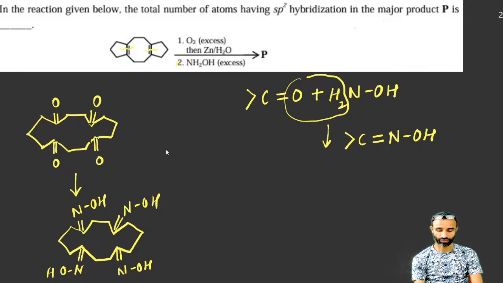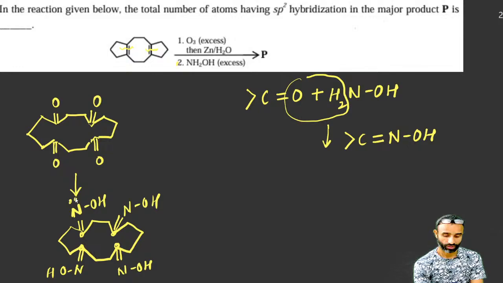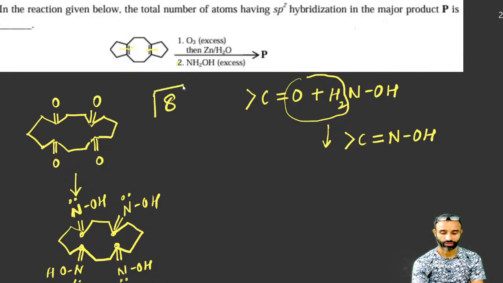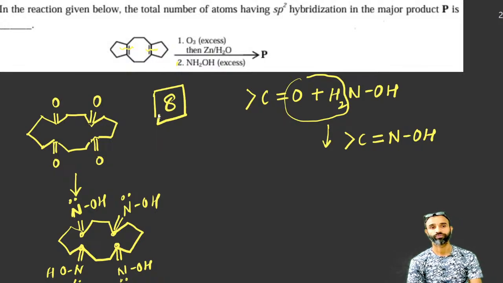4 carbon atoms having sp2 hybridization. 4 carbon atoms. And what about this nitrogen? This is also sp2 because there is a lone pair. So they are also sp2 hybridized. So in this way, in total, we get 4 plus 4, 8 number of atoms. Right?